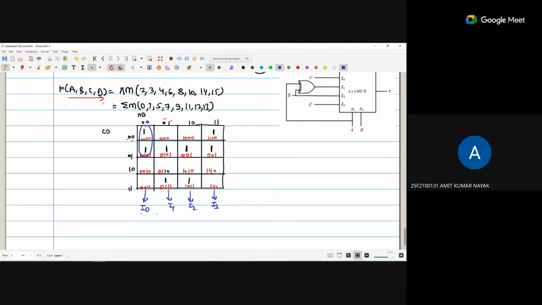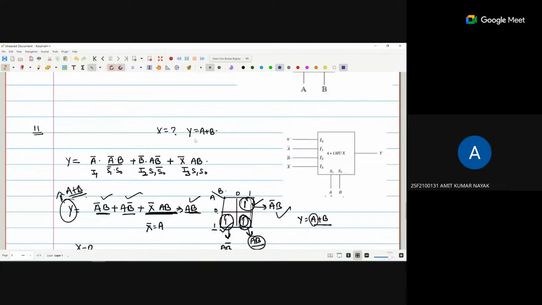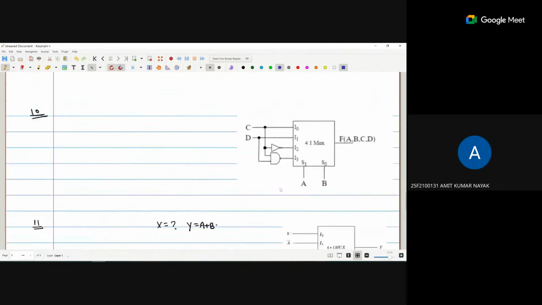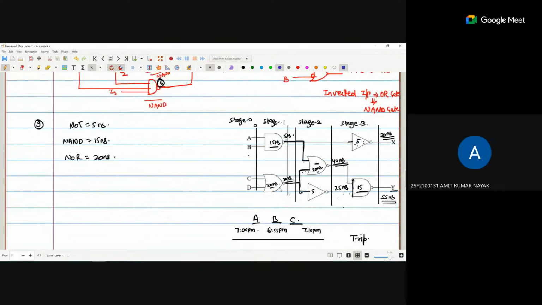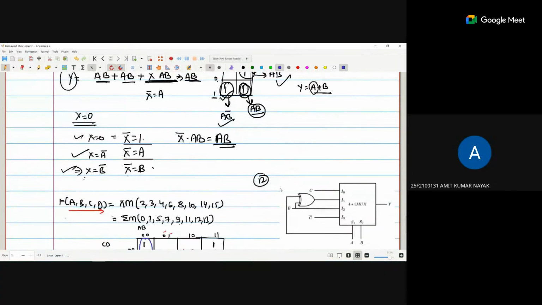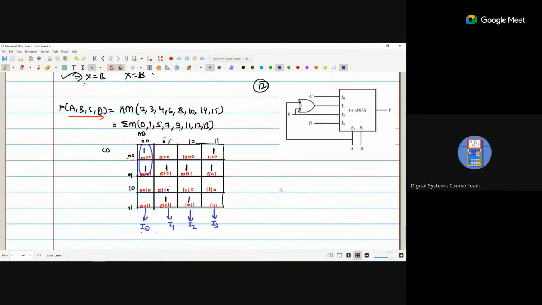Sir, like in the earlier question, the way you did using the K map, can you do this question in that method also? The question that we are doing currently, can we do it using the K map? How can we do it using the K map? Okay, we will solve that way also. If you are confused, we will solve it in that way. But this is the best way.